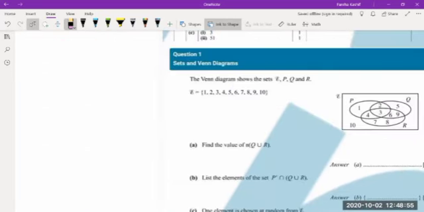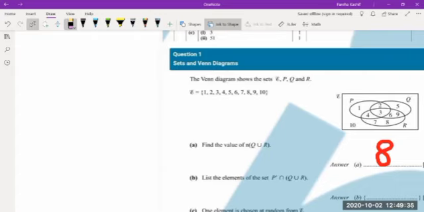Now, it says the Venn diagram shows the sets E, P, Q, and R, and they've given you what the universal set contains. It contains numbers from 1 to 10. The question says, find the value of n of Q union R, the number of elements in Q and R. So let's simply count that: 2, 5, 9, 6, 3, 7, 8, 4. How many do they become in total? 1, 2, 3, 4, 5, 6, 7, 8. Yes, these are 8.